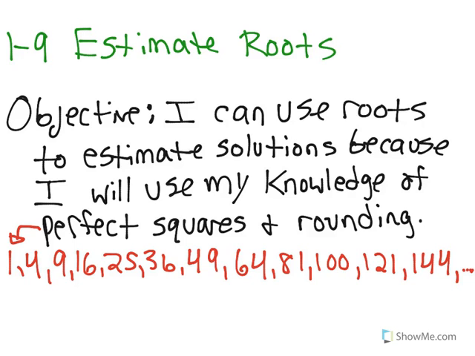Speaking of perfect squares, in red I listed some of the ones up to 12 squared. You want to be able to recognize these, generally speaking, based off of your times tables. The faster and easier you can recognize these, the faster you'll be able to estimate solutions to different expressions and situations. And I'll show you what I mean.